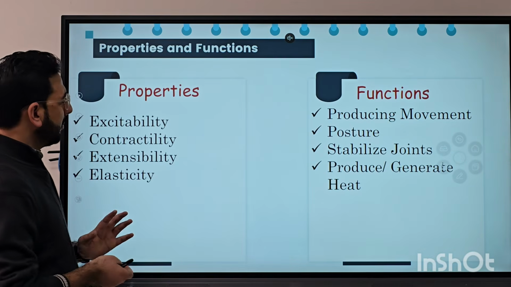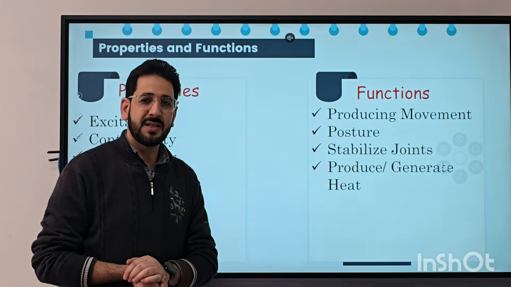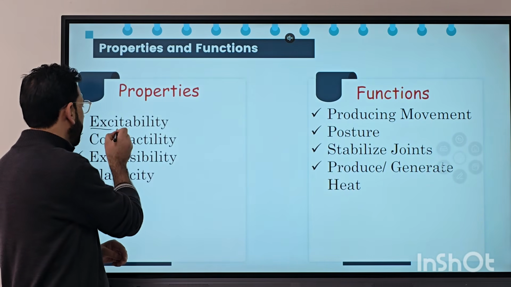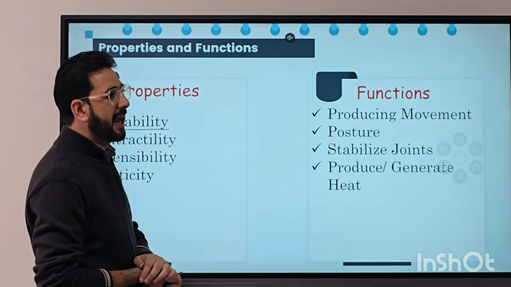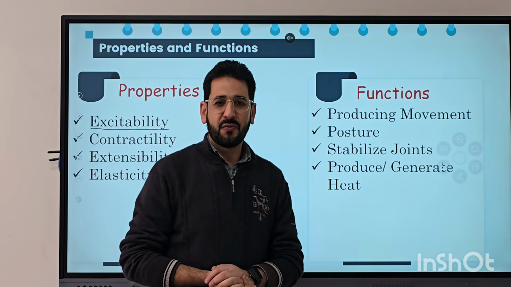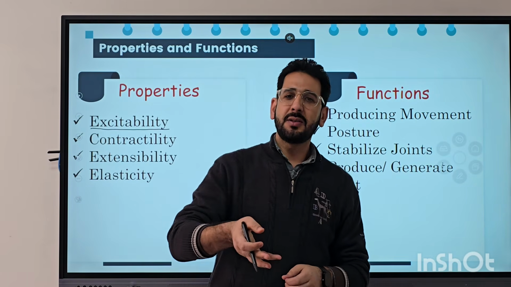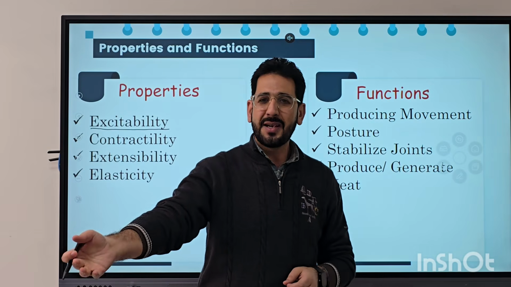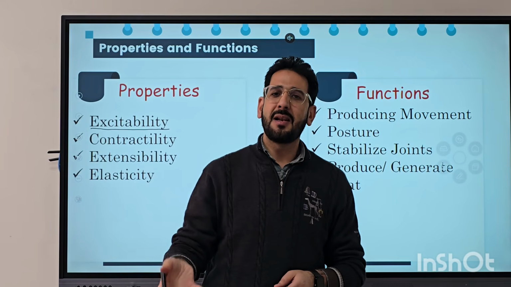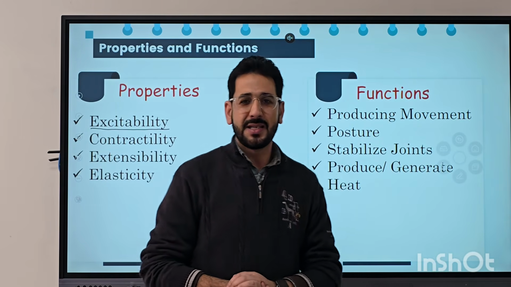Now, when we talk about the properties and functions of skeletal muscle, there are four important properties that you have to understand and know about. The first property is excitability. Excitability means they have the ability to respond to a stimulus. For example, a motor neuron coming from the central nervous system stimulates the skeletal muscle cell, and the muscle cell responds to that stimulus and generates the action potential. That property is called excitability.